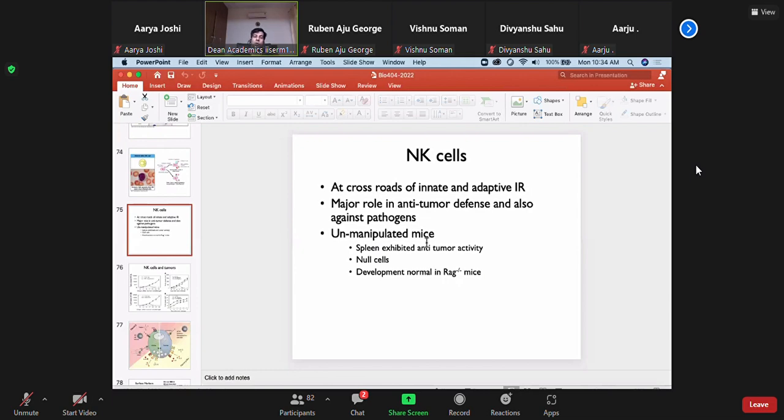Okay, so all these things will tell you that NK cells are a separate cell type apart from your T cells and B cells, and can have anti-tumor activity. Yes? Okay, sir. And also one more. What is the difference between chemokine and cytokine?